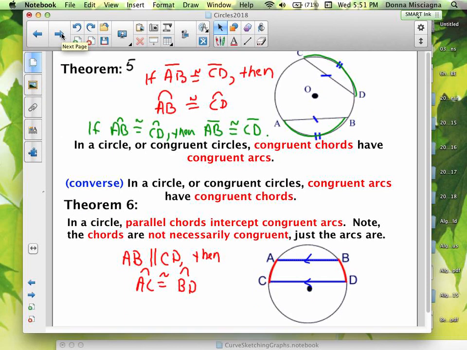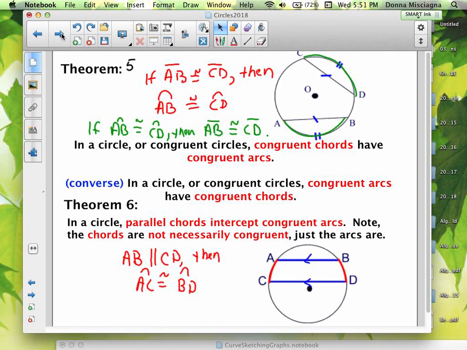If we have two segments, and by the way, this is not in your notes, but I attached the diagram and the writing, the most important parts, in your next set of notes. So you don't have to worry about writing this down, but do remember it, because you're going to see it in a question soon. So if we have two congruent chords, in a circle or congruent circles, congruent chords have congruent arcs.